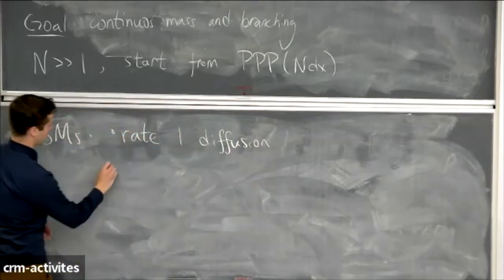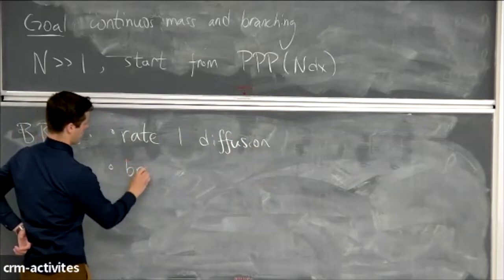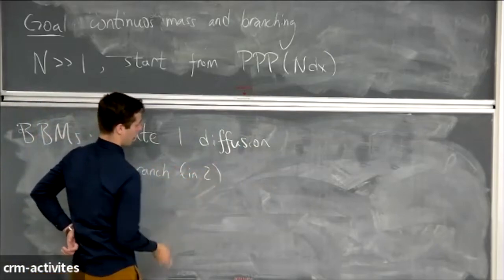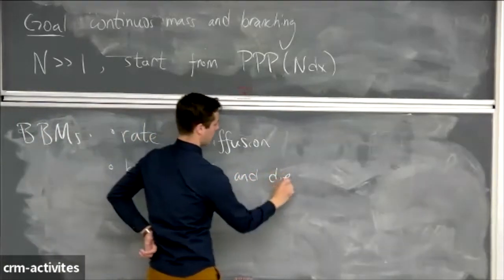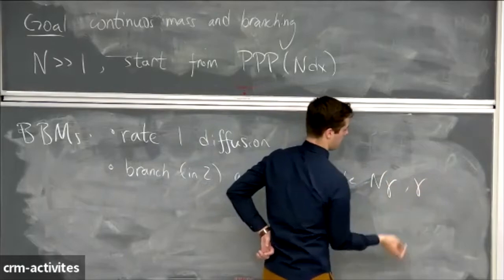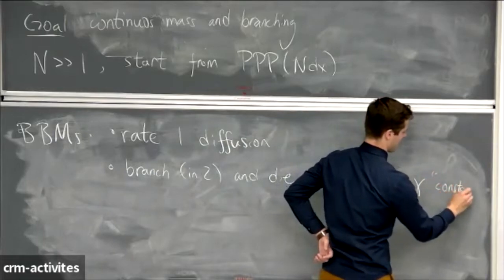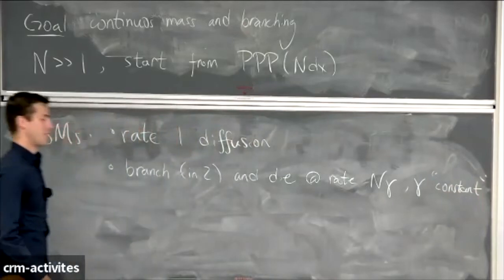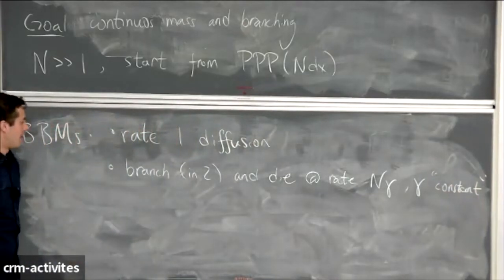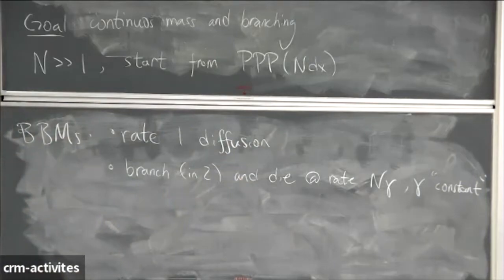But as I mentioned, I want to vastly accelerate the branching and death rate. And so I will allow them to branch in 2 and die at an equal rate, which is proportional to n. So we'll think of the rate as being n gamma, where gamma is sort of like a constant. For the first part of the talk, it will be a constant. So some observations. I have binary branching, and at the same rate, I have death. So this is a critical branching Brownian motion. So the expected population size will remain constant in time, but you have unpleasant behavior like almost sure extinction.